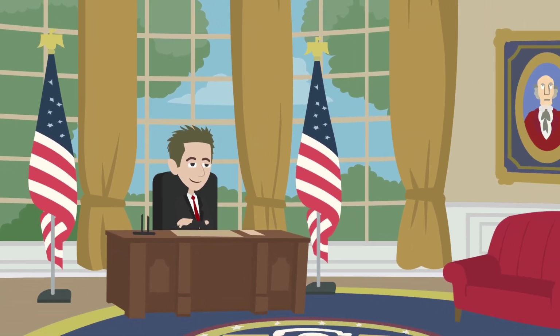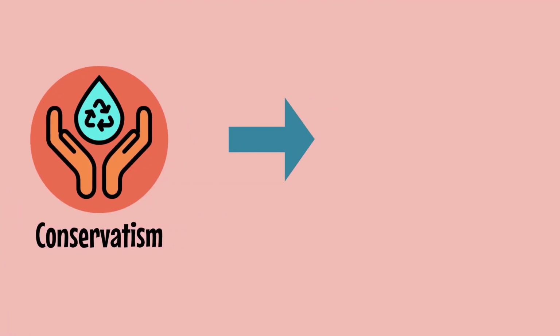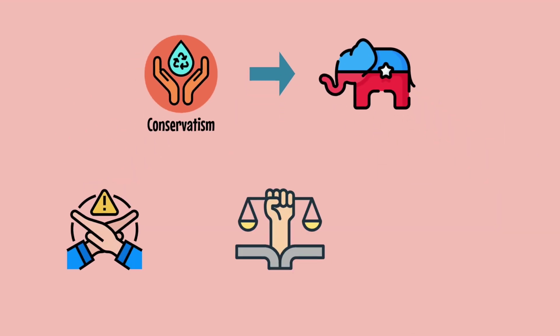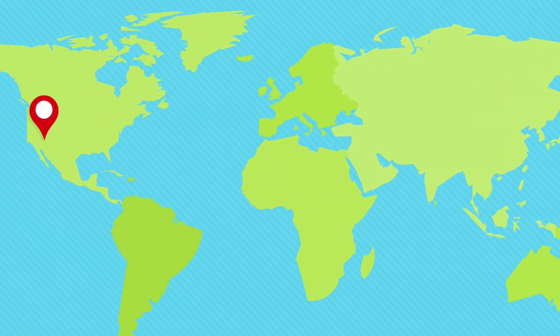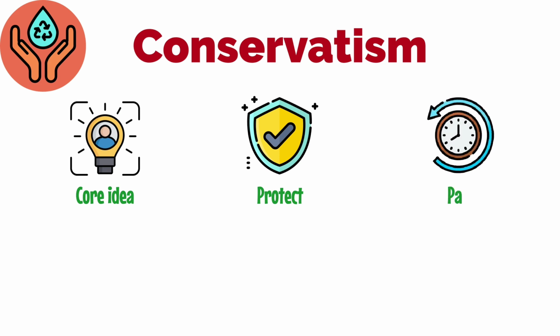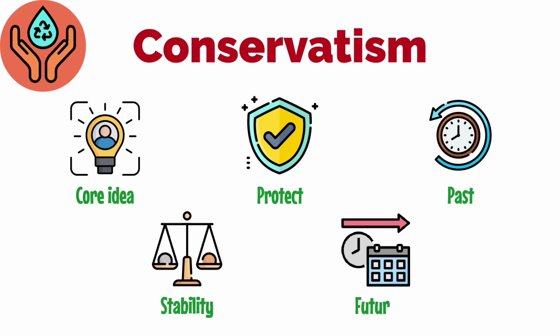In countries like the United States, conservatism is often associated with the Republican Party, which emphasizes limited government, individual freedoms, and a strong national defense. Conservatism can vary widely depending on the country, but the core idea remains the same: protect what has worked in the past to ensure stability in the future.